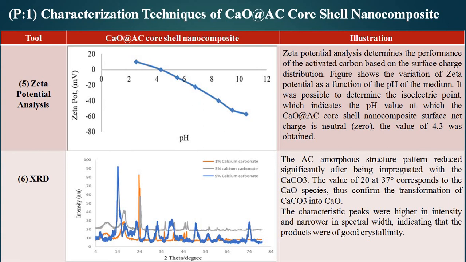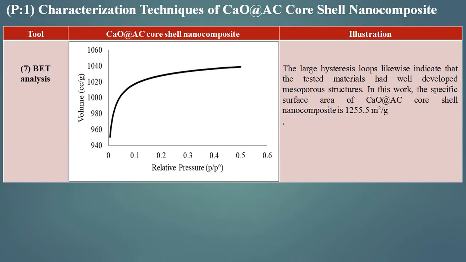The characteristic peaks were high in intensity and narrow in spectral width, indicating that the product has good crystallinity. With respect to the surface area and BET analysis, the curve indicates that the tested material has a well-developed mesopore structure. In this work, the specific surface area of the calcium oxide activated carbon core-shell nanocomposite is about 1255.5 square meters per gram.